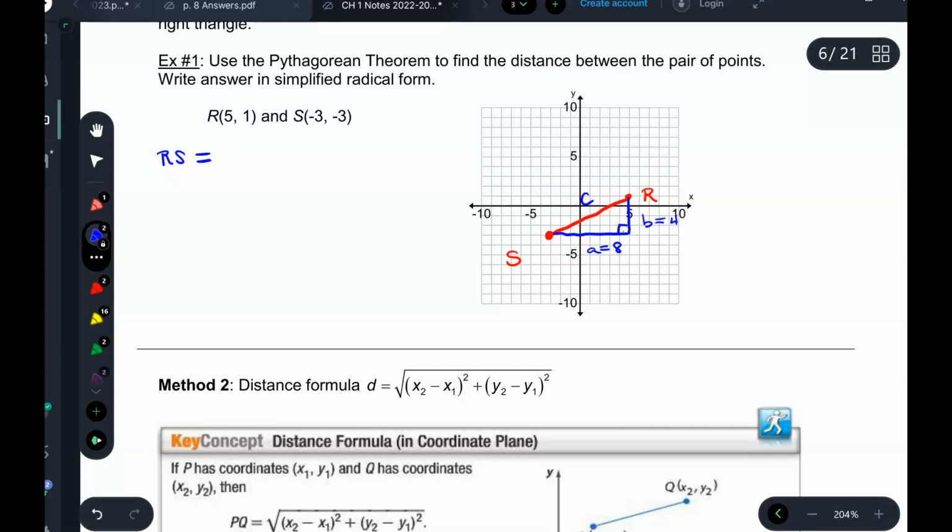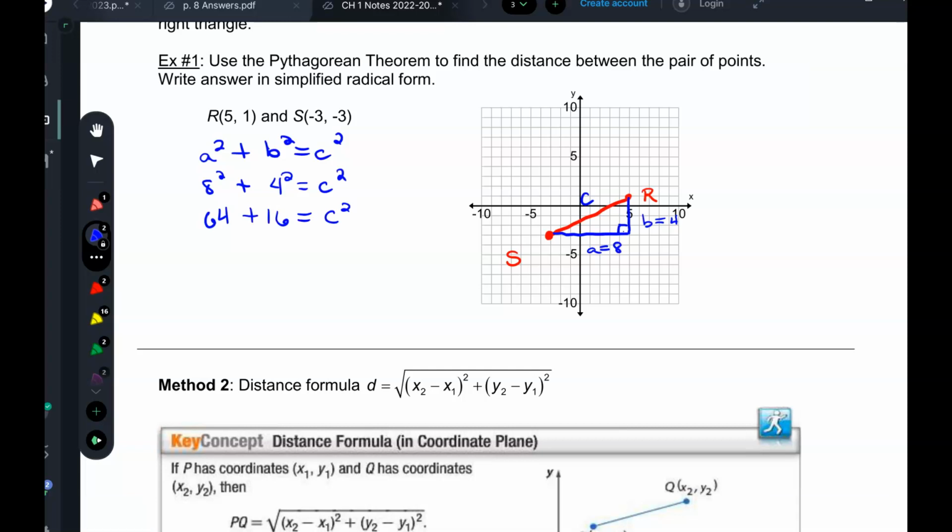So RS. Oh, I'm sorry, not RS. Let me write this. Let me do AB. Right, this is our formula. So I have 8 squared plus 4 squared equals C squared. So we have 64 plus 16, and yeah, C squared equals 80.